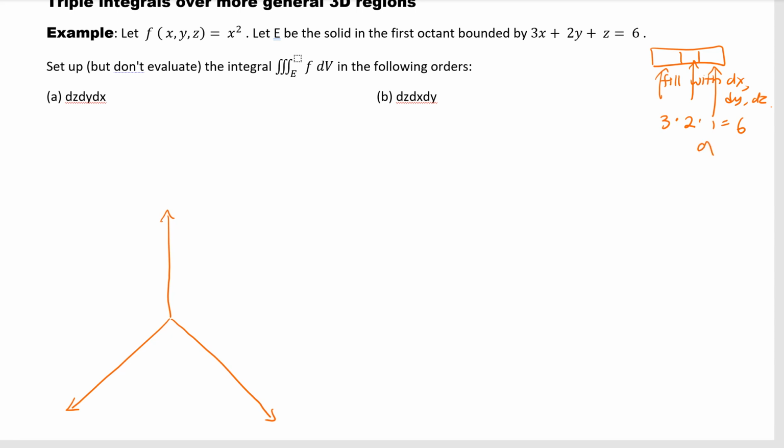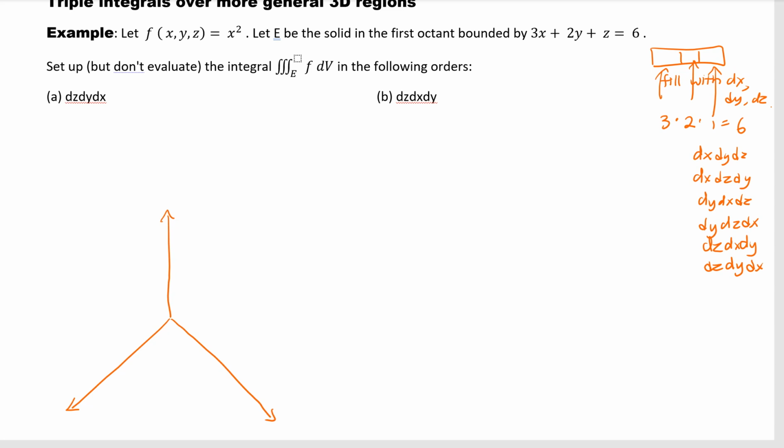So all the 6 possible orders are dx dy dz, dx dz dy, dy dx dz, dy dz dx, dz dx dy, dz dy dx. Okay, 6 possible ways. So it is more complicated than the double integral. For a double integral, we only have 2 possibilities, dx dy or dy dx. But here we have 6 possibilities. Okay, so how do we do it?